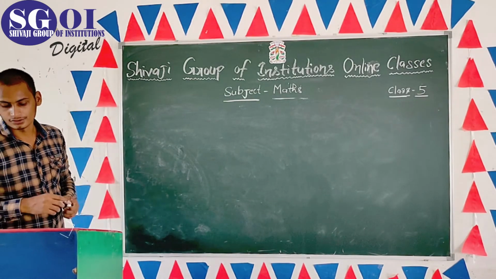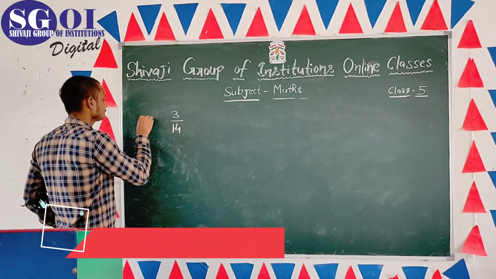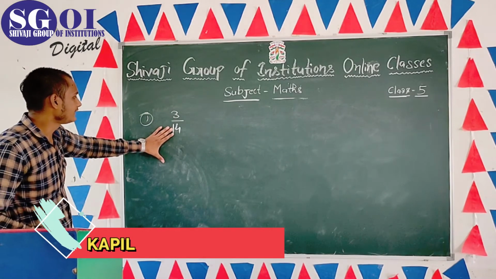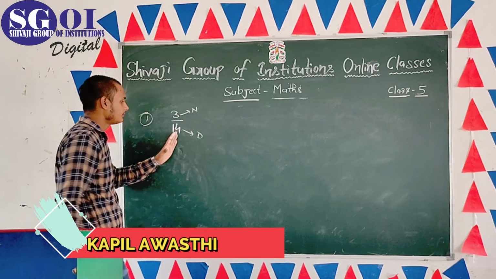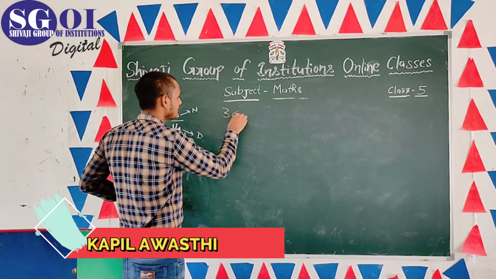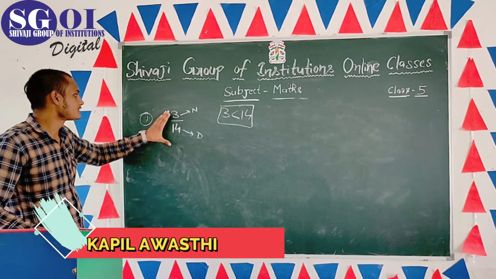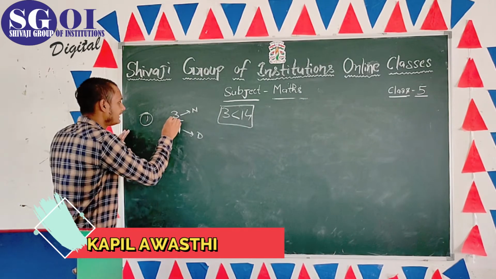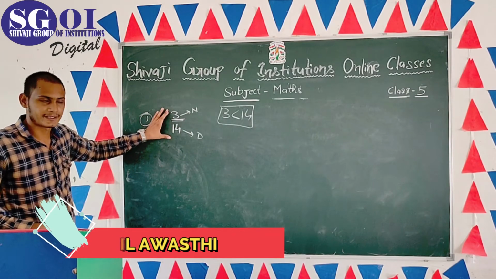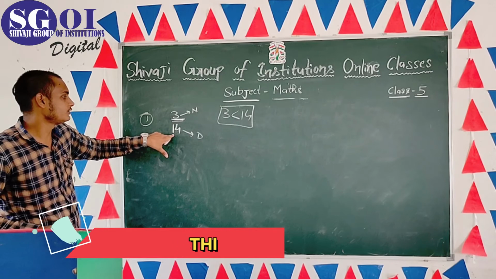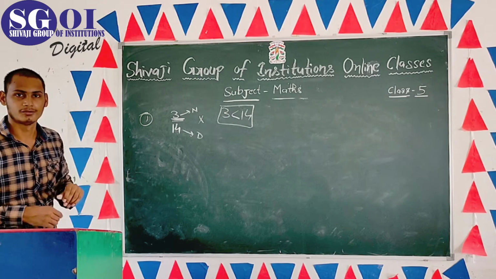Okay, friends. So now come to question number 1, 3 upon 14. 3 is the numerator and 14 is the denominator. Here 3 is less than 14. And we know what improper fractions are: the fractions whose numerator is greater than or equal to the denominator. Here the numerator is less than the denominator. So it's not an improper fraction. It's a proper fraction.